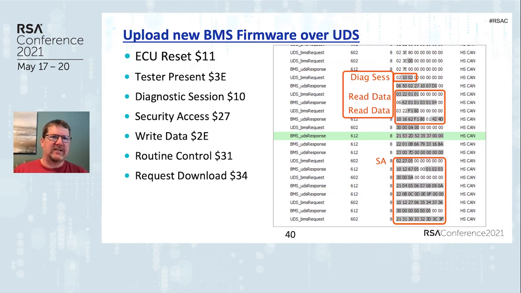So first it does an ECU reset, that's a routine 11. And then it does tester present for a while, which is kind of what you see at the very top, the 3E. Then it opens up a diagnostic session, requests security access, and goes through several iterations of this. This is not an exact sequence, but basically first it erases the old flash, and then it goes through and requests the download and basically writes the new firmware over UDS using those Intel hex files that we see in the BMS.